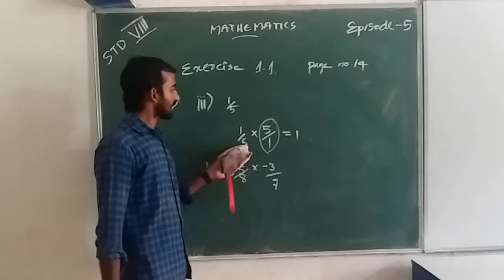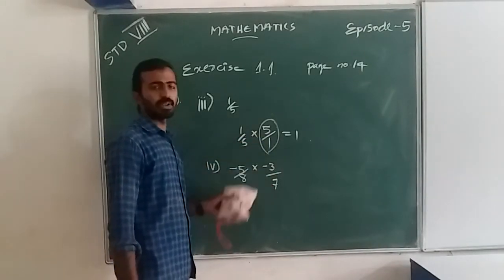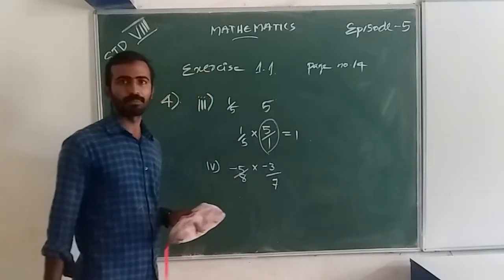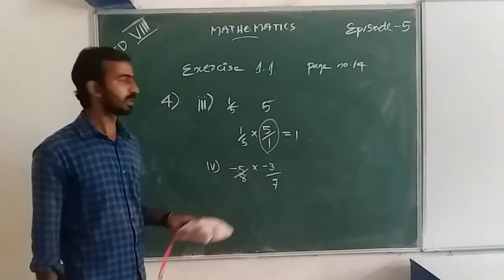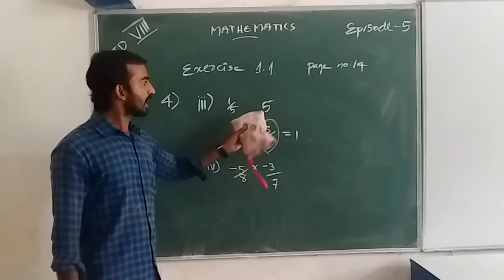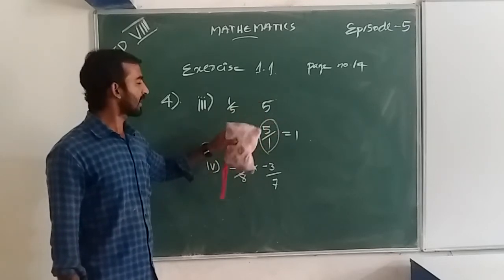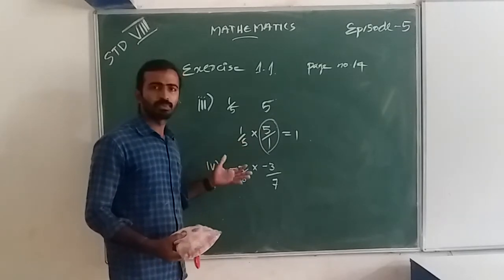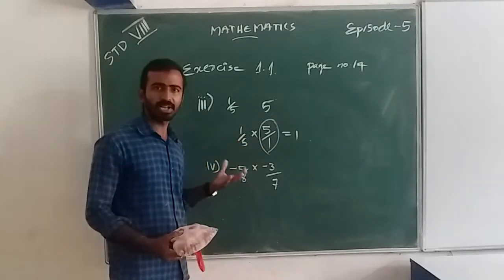In the third question's answer, the multiplicative inverse is 5 by 1. We can write the multiplicative inverse as 5. That is also true. We can say the multiplicative inverse is 5. 5 is the multiplicative inverse of 1 by 5. So that is also a right answer.